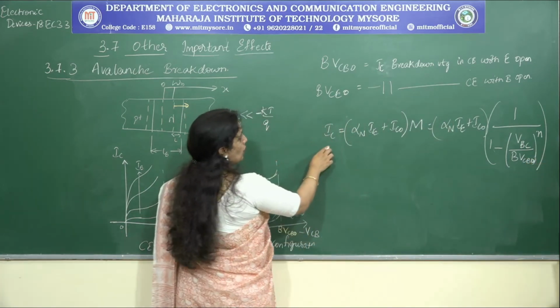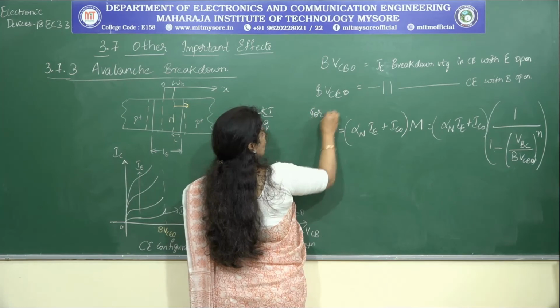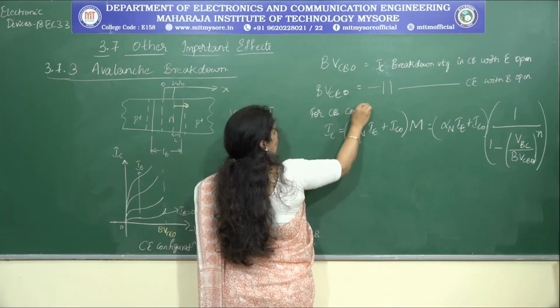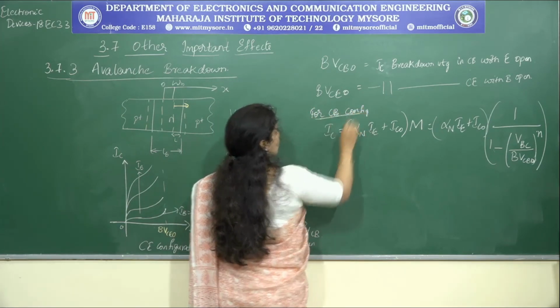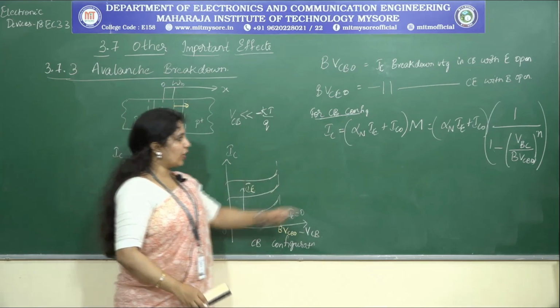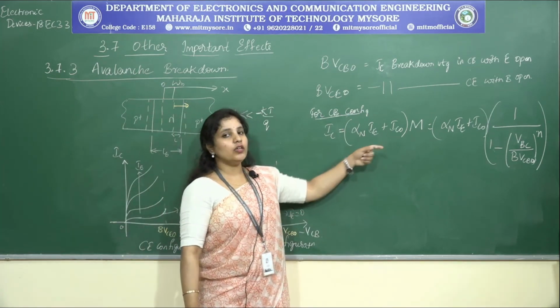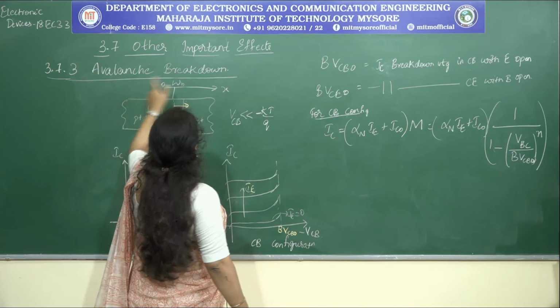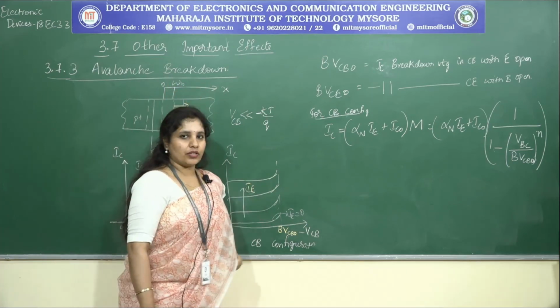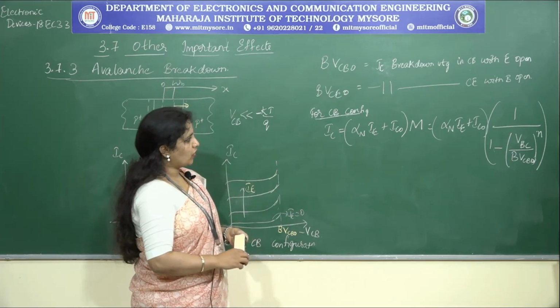Done? And this equation is for which configuration? The common base configuration I am considering. Don't forget to include the multiplication factor, which indicates the avalanche breakdown, which is a second-order effect. I hope all of you are clear till here.